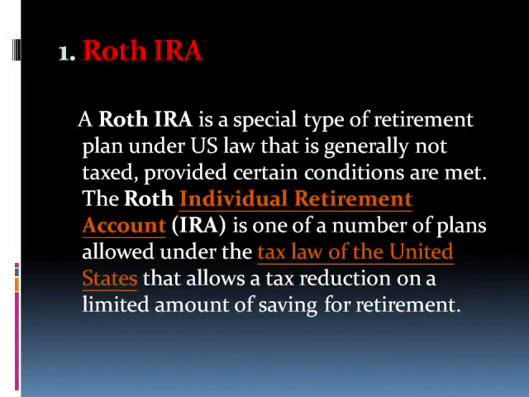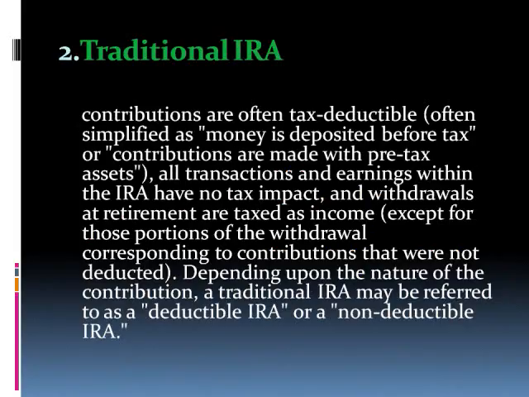Roth IRA. A Roth IRA is a special type of retirement plan under U.S. law that is generally not taxed, provided certain conditions are met. The Roth IRA is an individual retirement account. It is one of the plans allowed under the tax law of the United States that allow tax reductions on a limited amount of saving for retirement.